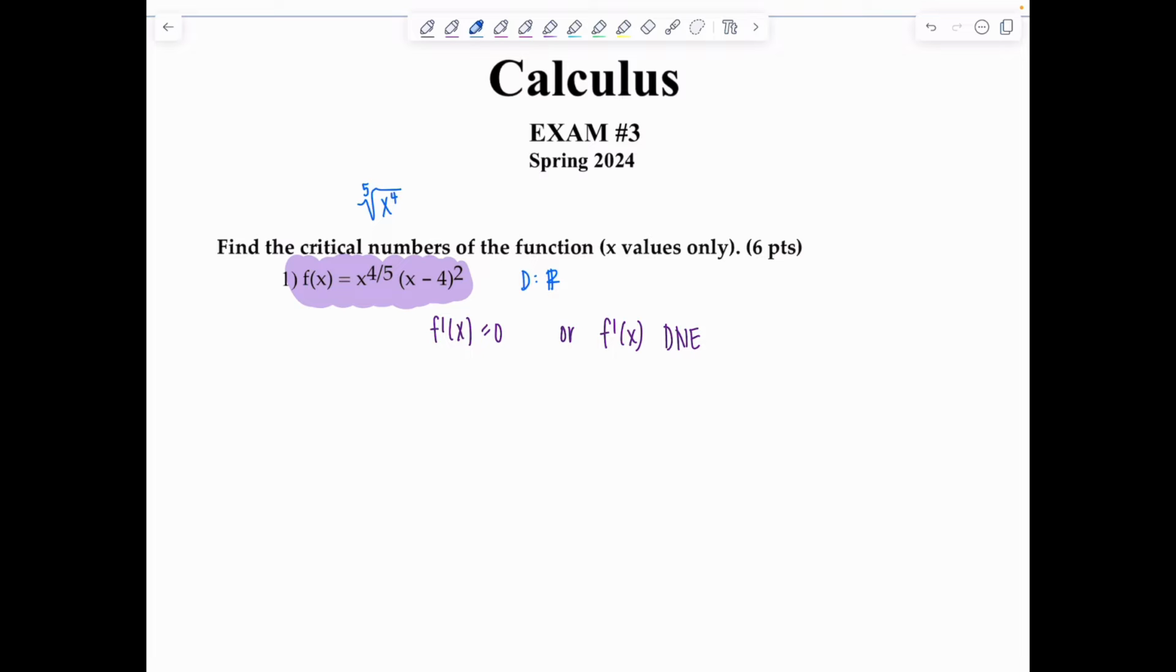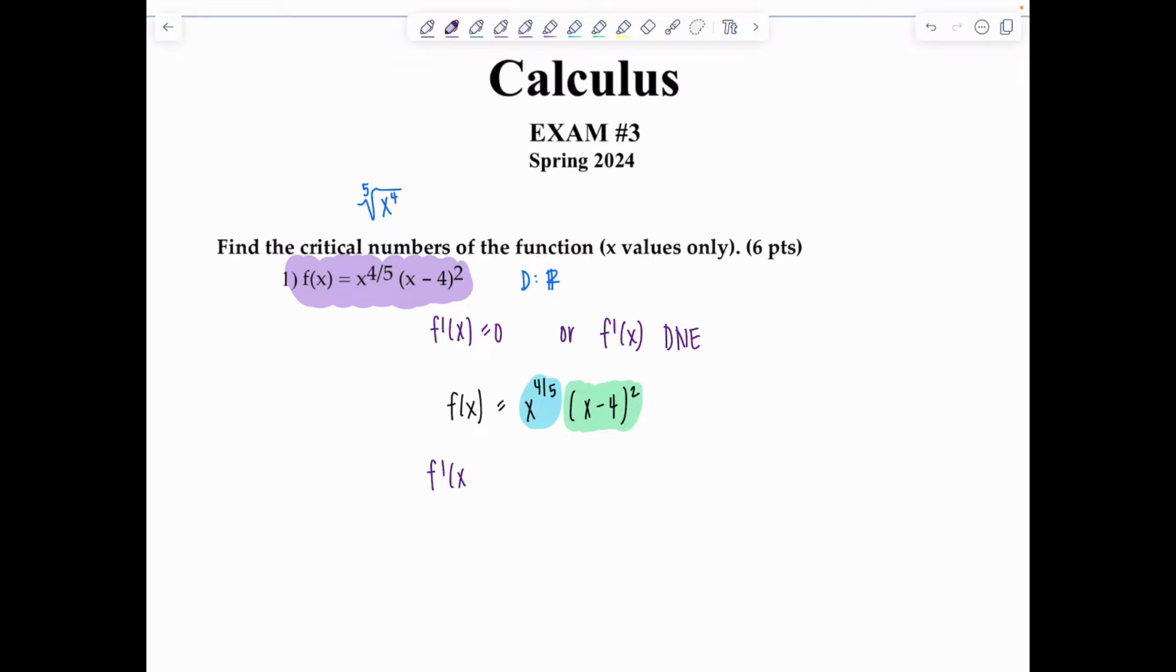I don't want to multiply this all out. I'm going to use the product rule. It's going to be much simpler, and from using the product rule, I can clean up my derivative better in order to find critical values. So for those two reasons, don't multiply f of x out. I'm just going to rewrite f of x here. We have x to the 4/5 times x minus 4 squared. Here are my two functions. Since we're going to do the product rule, f of x is made up of a product of two functions, x to the 4/5 and x minus 4 squared.